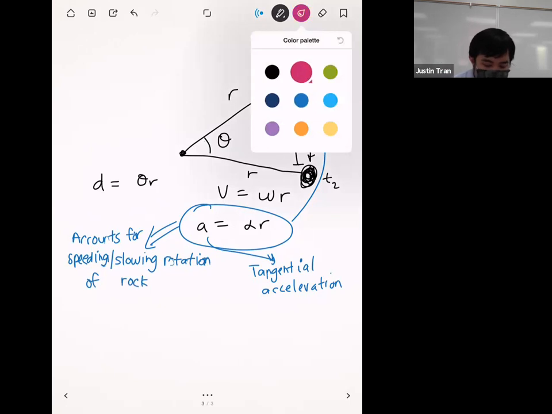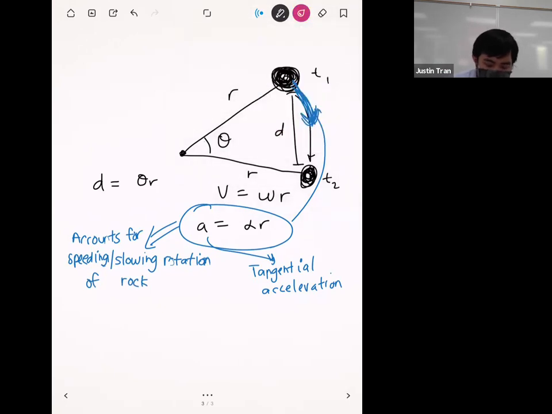But when we have angular motion like this, when things are just rotating in a circle, we have another component of acceleration that acts perpendicular to this. This component of acceleration always points towards the center of rotation. This acceleration is known as the radial acceleration, or some people call it the centripetal acceleration.